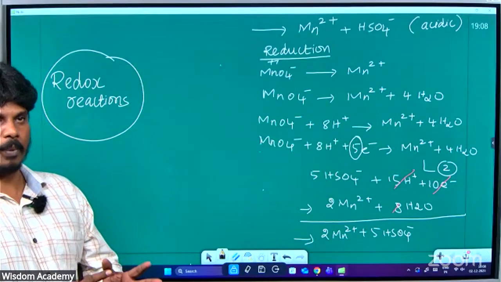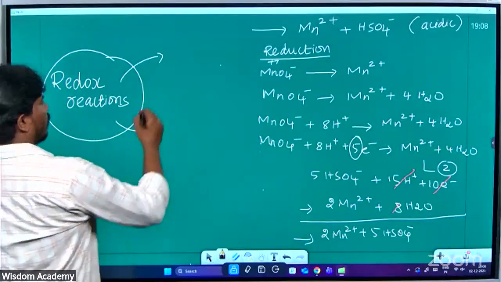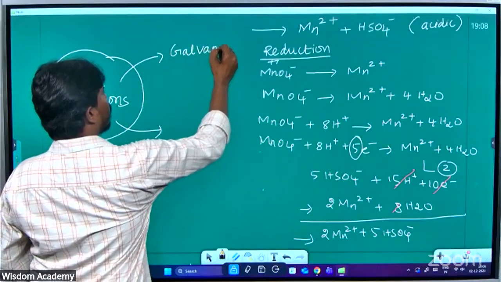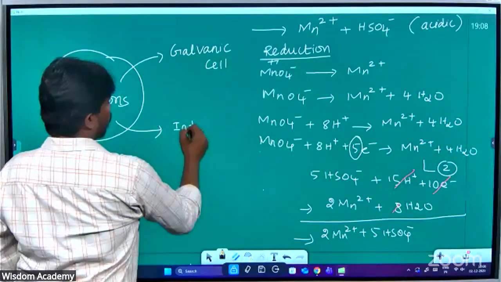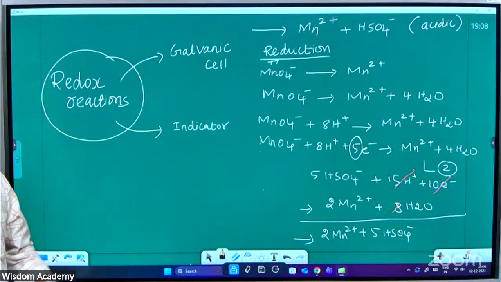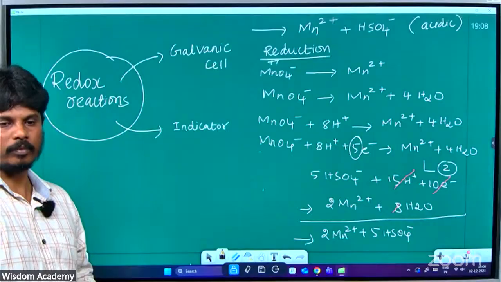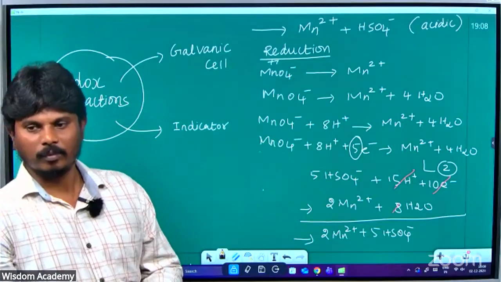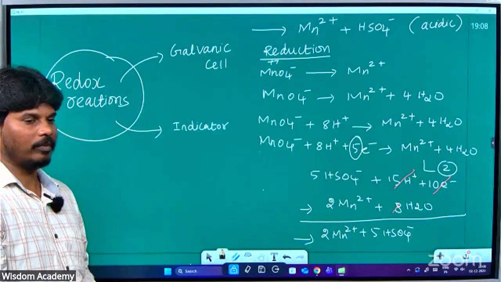So in the present 11th grade, two important applications are available. One is battery or galvanic cell. Another one is indicator. So any idea about galvanic cell? Okay, what is a cell? Positive, negative only. What is a cell?